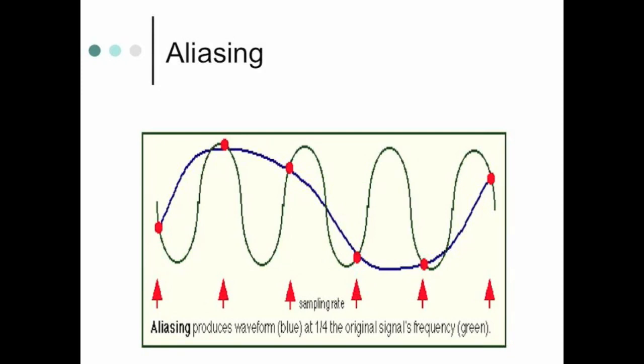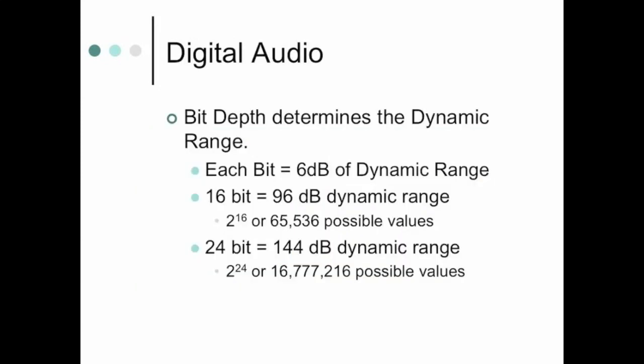So let's say you sample at 50,000 hertz, 50,000 samples per second. What's the highest frequency that you can capture? 50,000 sample rate means you can capture 25,000 hertz. The Nyquist frequency is half the sample rate. The Nyquist frequency is the highest frequency that can be recorded accurately.